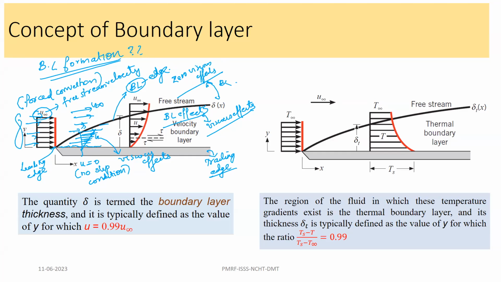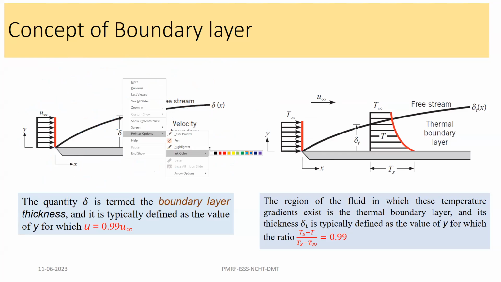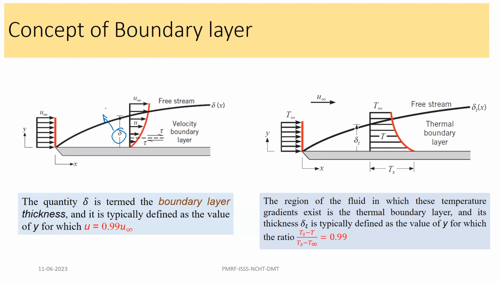Okay. You can see here a quantity called delta. What is this delta? That is called the boundary layer thickness, which is the thickness of the boundary layer. What marks this thickness? That is the point at which the velocity is equal to 0.99 of u infinity, that is, 99% of u infinity.